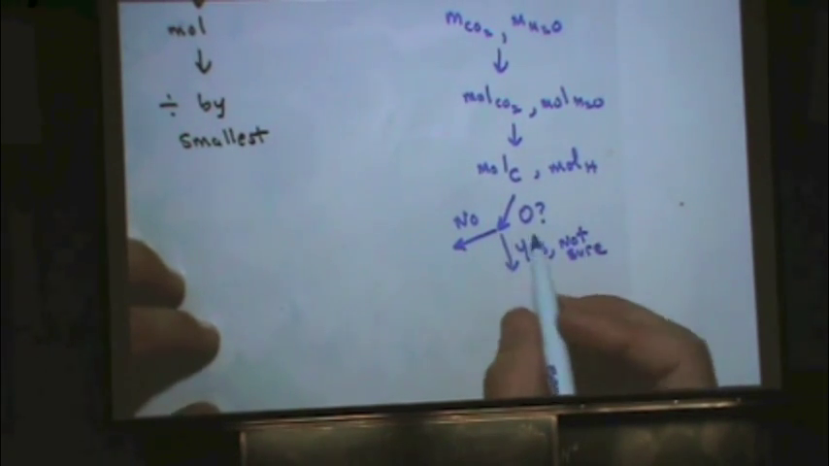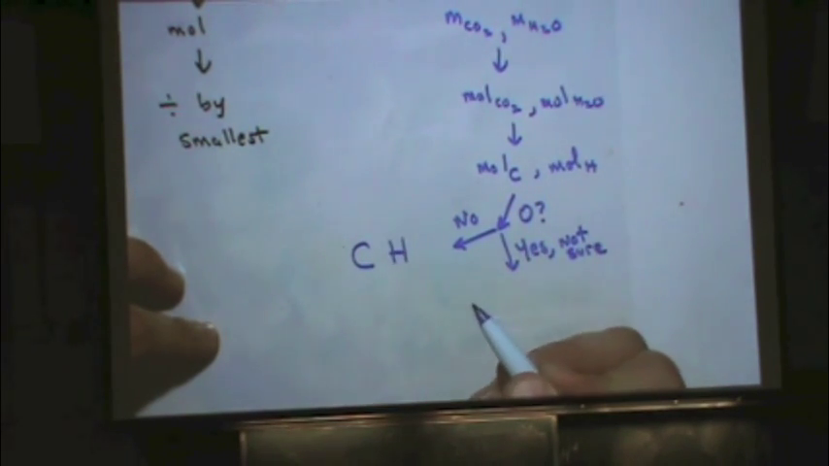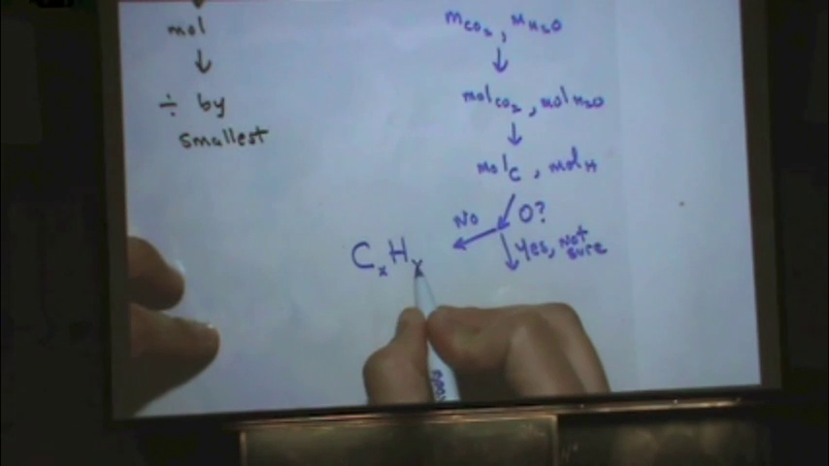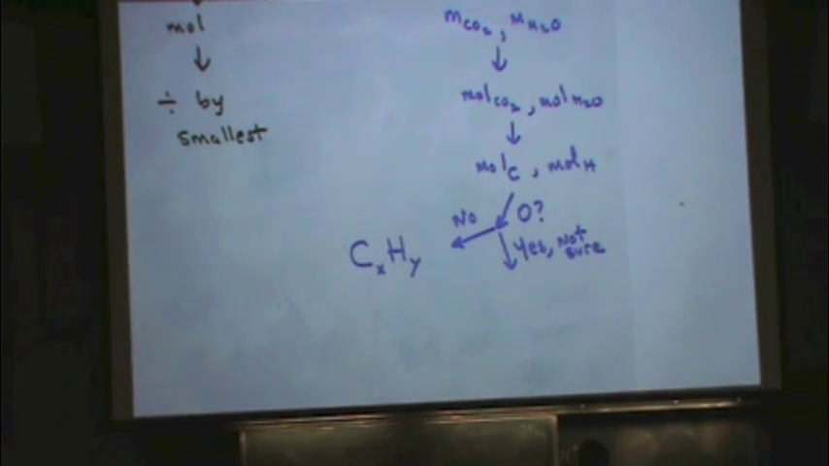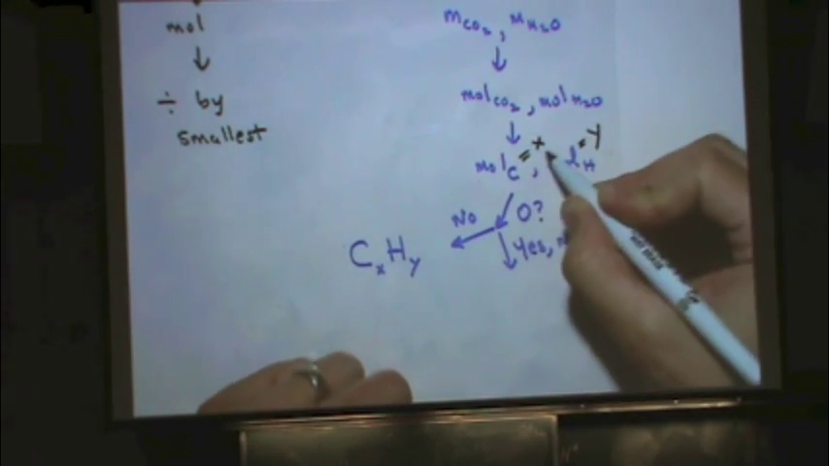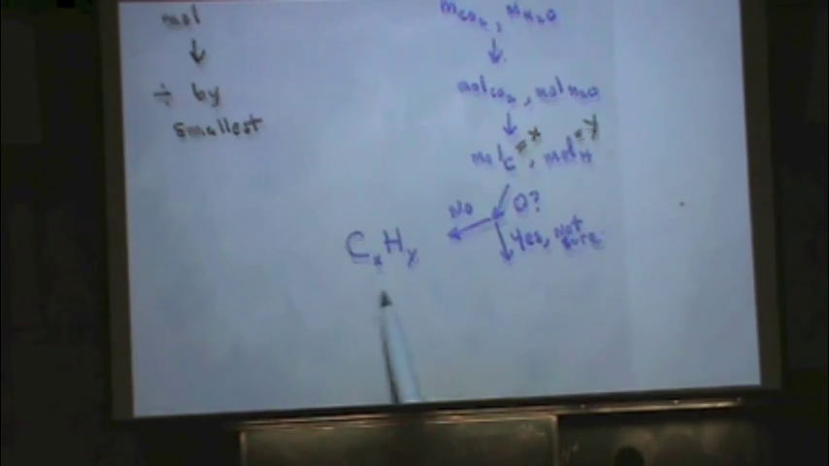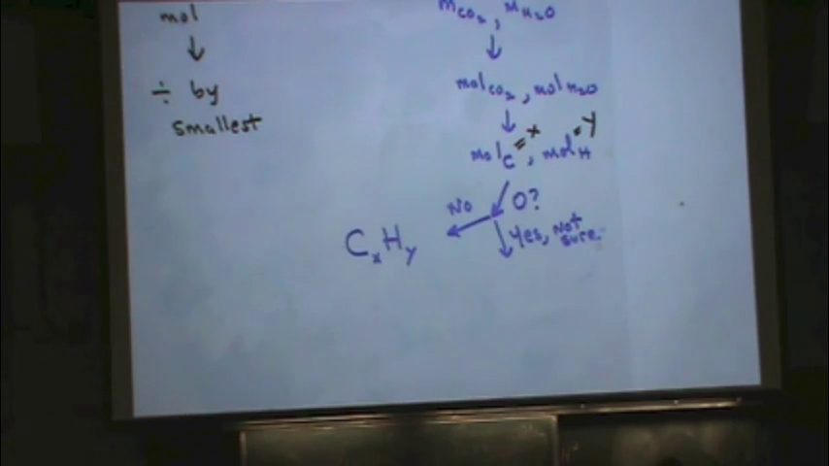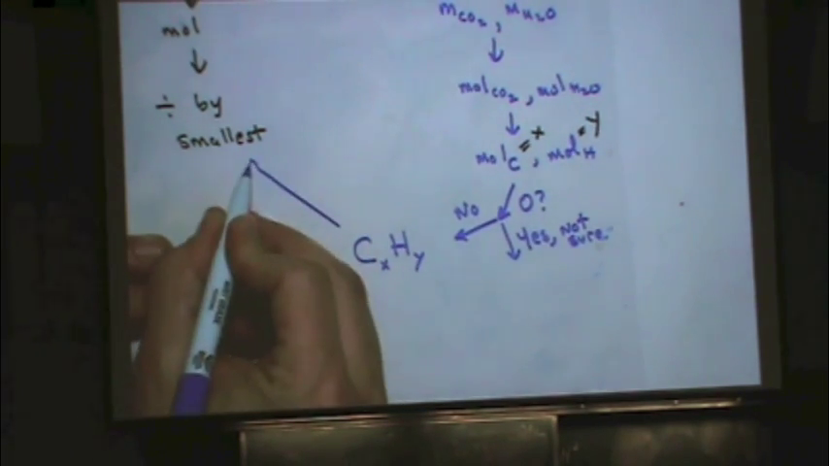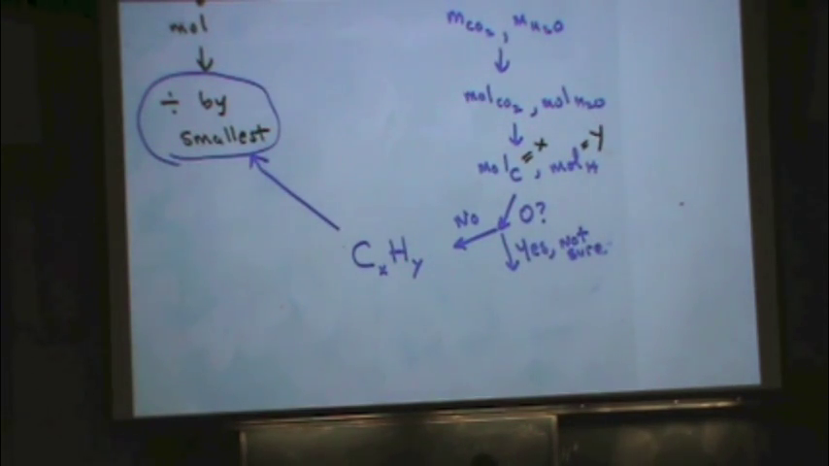If you determine there's no oxygen, then you're going to go to your empirical formula, where we'll just have carbon and hydrogen. We don't know the subscripts, I'm just talking in general now, so I'll just put an X and Y. How do you get X and Y? The moles of carbon is X. Remember, that's a key unit for empirical formulas, and the moles of hydrogen is Y. So that's where you find X and Y. And then your last step is divide by the smallest. So it has the same ending as the other section. There's always the same ending of divide by the smallest.